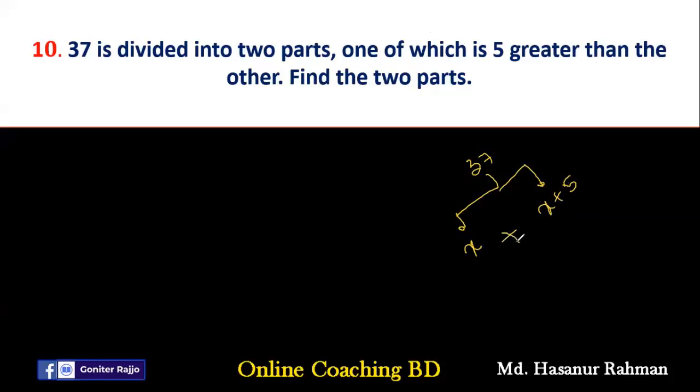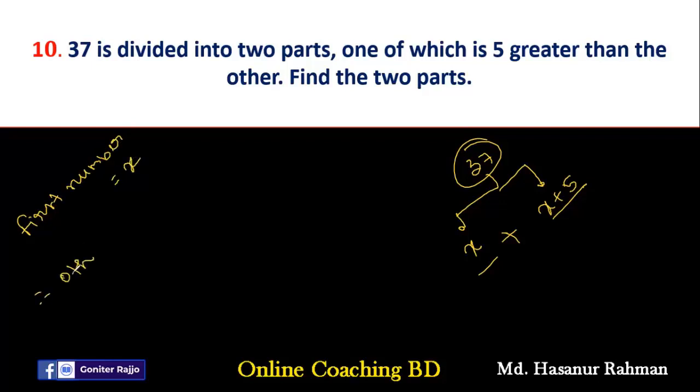That means we have to add these 2 numbers and it will be 37. From this equation, we have to find out the value of x. Then we can easily find out the numbers. First number, okay, let first number be x. Then what will be the other number? Look, that is 5 greater than, that means x plus 5.